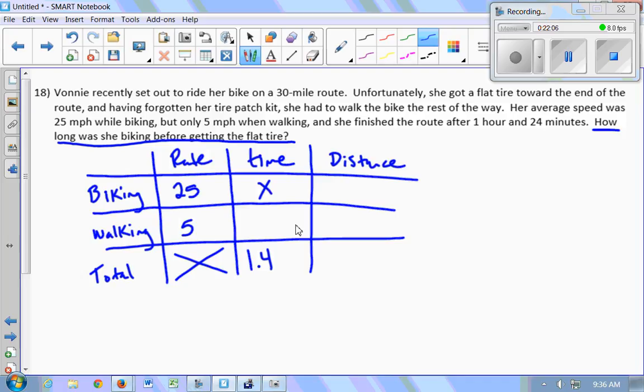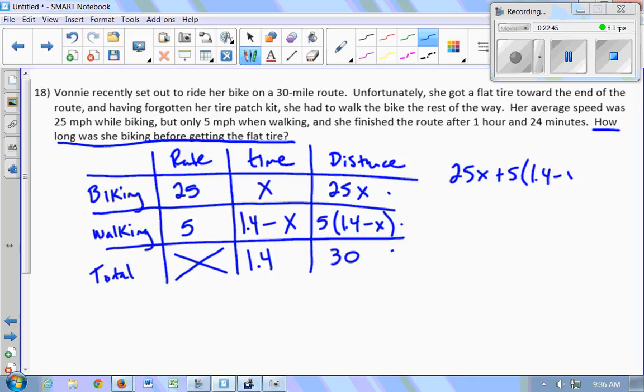Okay, so then the time spent walking is the total time minus the time spent biking. And you could call that y if you wanted and write two equations. All right, and then distance is rate times time. So this would be 25x, and this would be 5 times 1.4 minus x. And what's the total distance? 30 miles. So then I can write my equation, the distance biking plus the distance walking is a total of 30 miles. So 25x plus 5 times 1.4 minus x is 30.